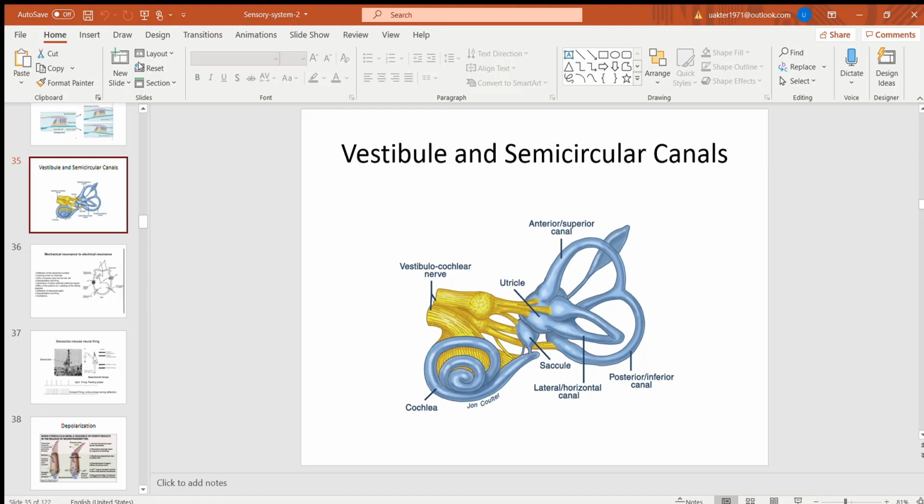So in the first part I talked about the properties of sound, which is the stimulus for the auditory system. I also talked about the anatomy of the ear and the different parts of the ear, and their structures and functions. And I ended by talking about the cochlea. So this is a cochlea.